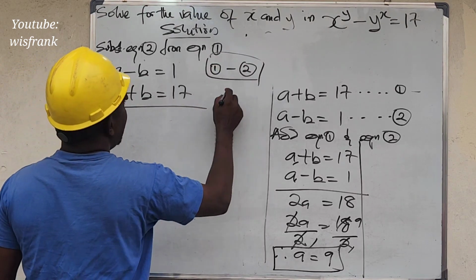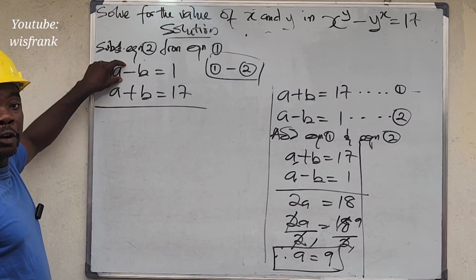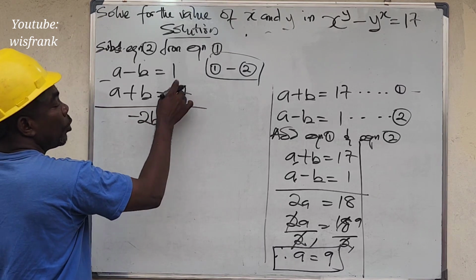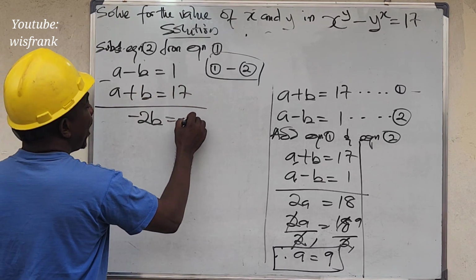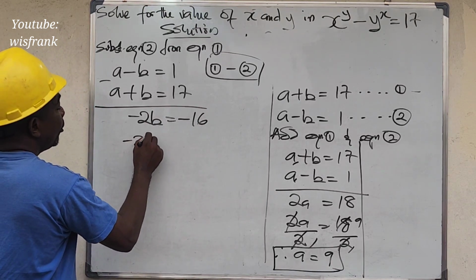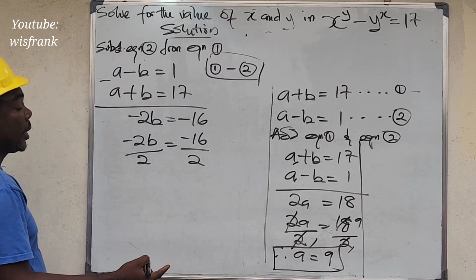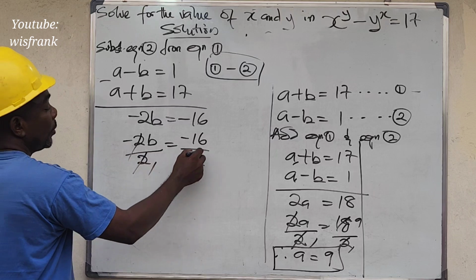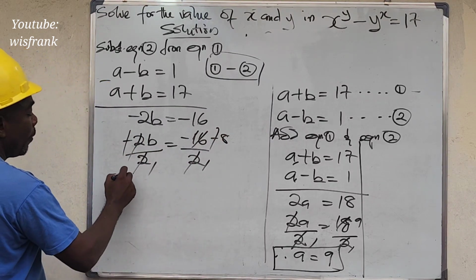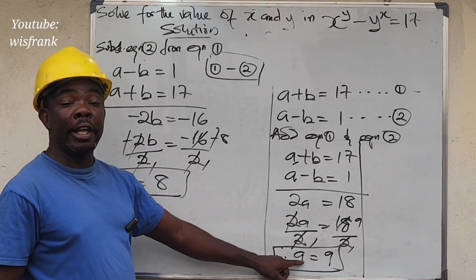This is what it means. So now we have a minus a will give us 0. Then we have minus b will give us minus 2b equals 1 minus 17, which gives us minus 16. So for us to have the value of b, we have minus 2b all over 2 equals minus 16 all over 2. In this case, we can cancel here and here. We have minus 8. Minus will cancel itself. We have b equals 8. So this is the value of b that we have. And we have the value of a as 9.